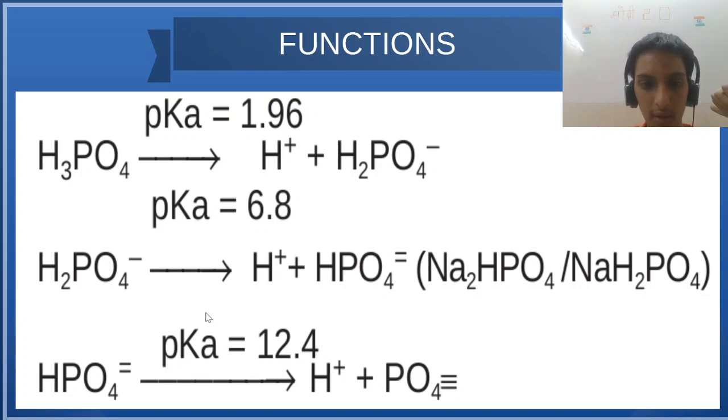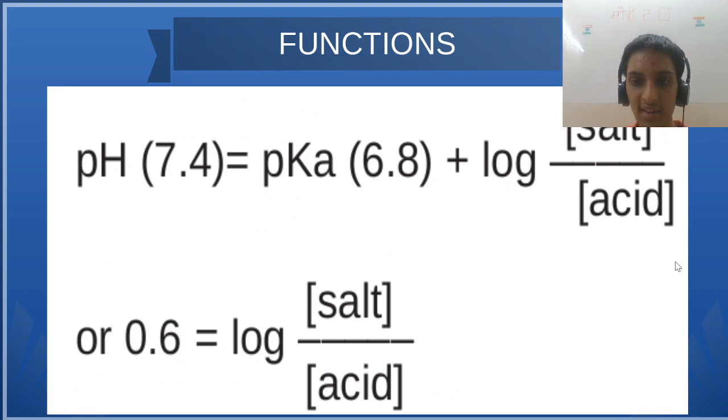Now, if we have to put it in the Henderson-Hasselbalch equation, this is the ratio I want you to put: Na2HPO4 by NaH2PO4. So let's see with the Henderson-Hasselbalch equation. We substitute pKa as 6.8 and pH as 7.4. Take the difference of these two numbers. You get 0.6. That is the log of salt by acid. The antilog of this will be 4. So 4 by 1. Compare the bicarb buffer, 20 by 1.